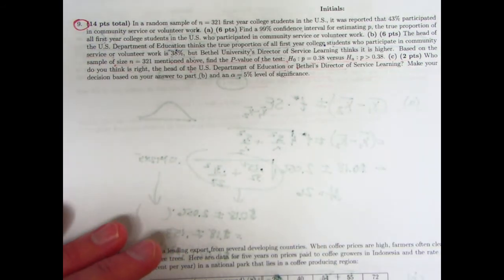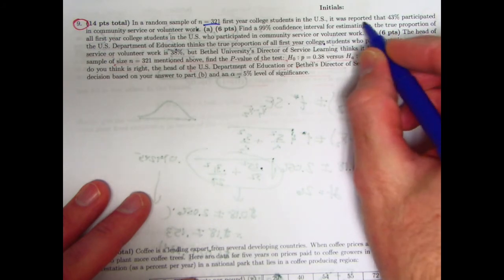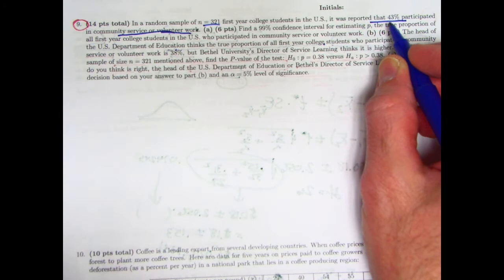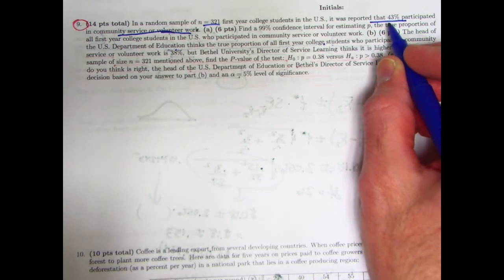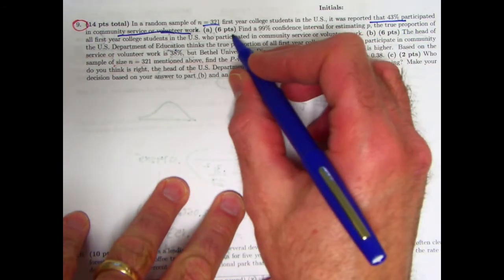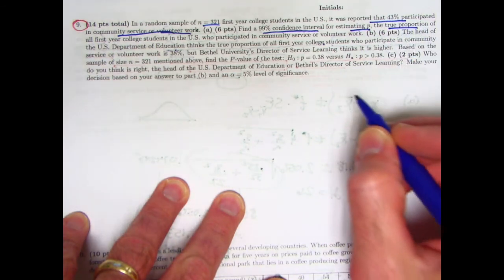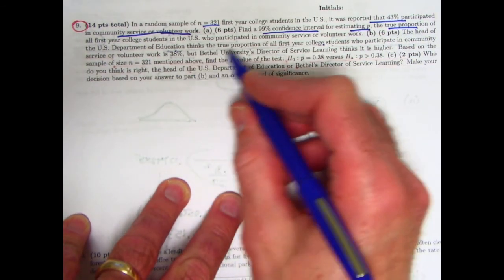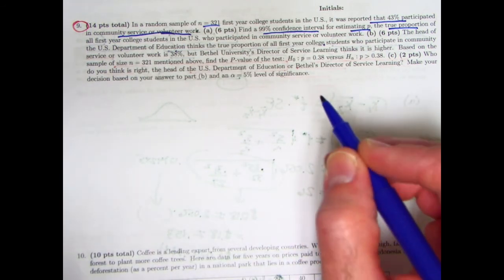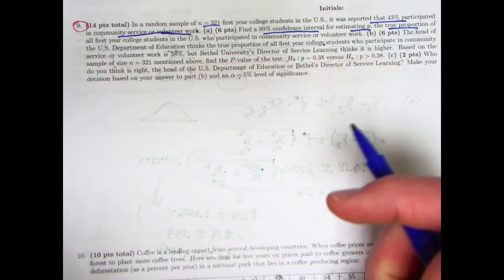What do we have here? We've got a random sample of 321. It's reported that 43% participated in community service or volunteer work. That sets off alarm bells in my mind right away. Okay, percentages are the same as proportions. And in fact, I see again on part A, we're finding a confidence interval to estimate P, the true proportion of all first-year college students who participated in community service or volunteer work. So we are talking about a proportion problem. We will use Z. And you look it over, it does seem to be a 1-sample thing instead of 2 samples.